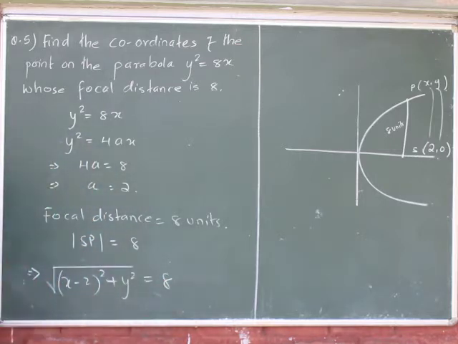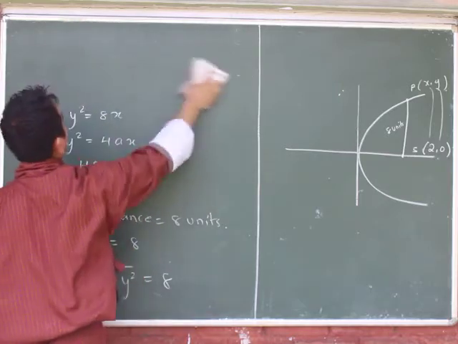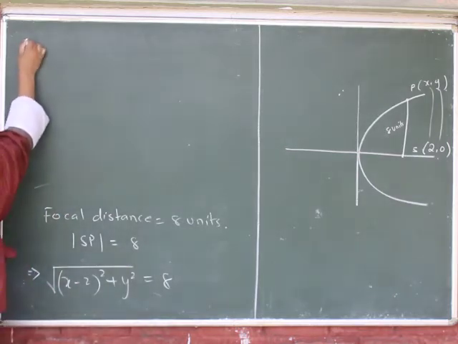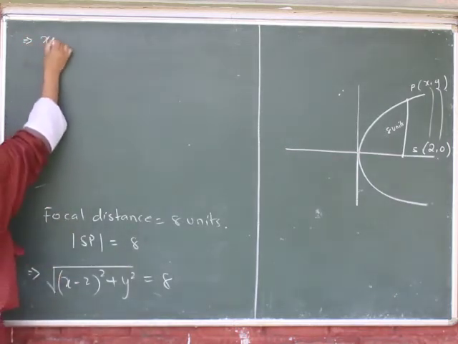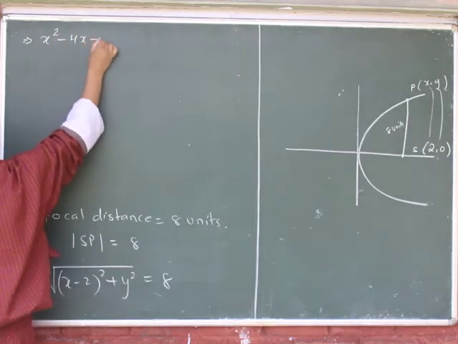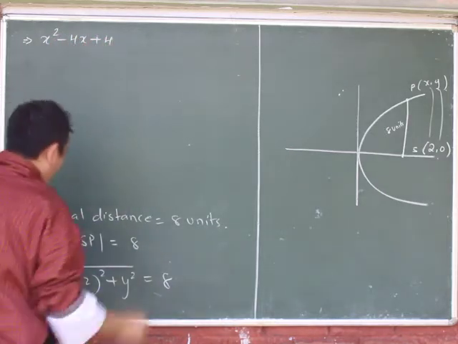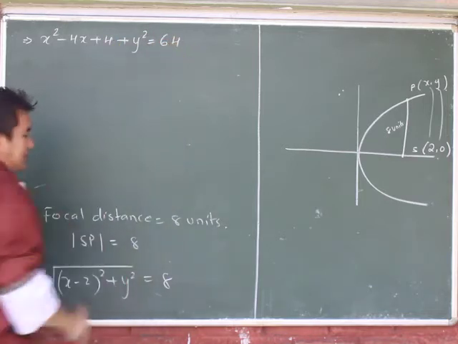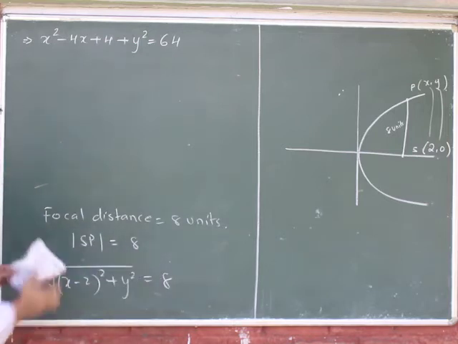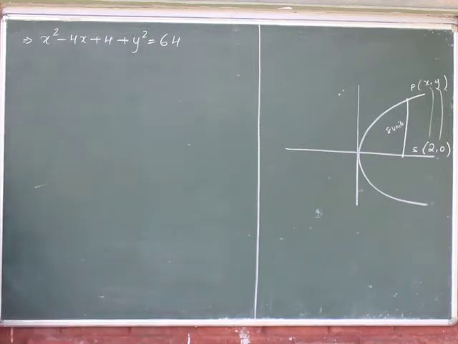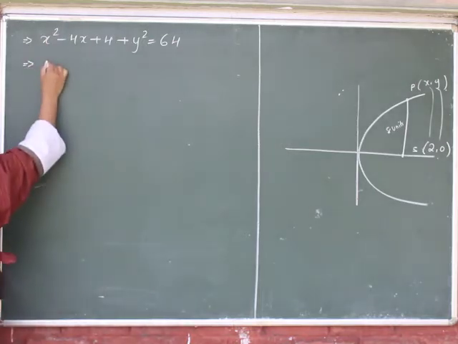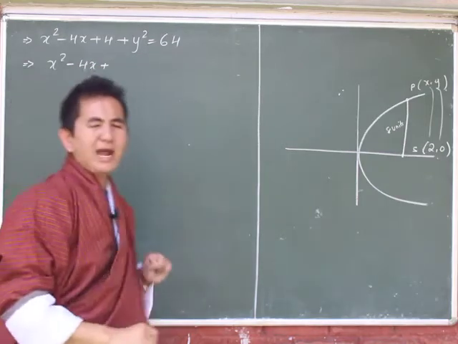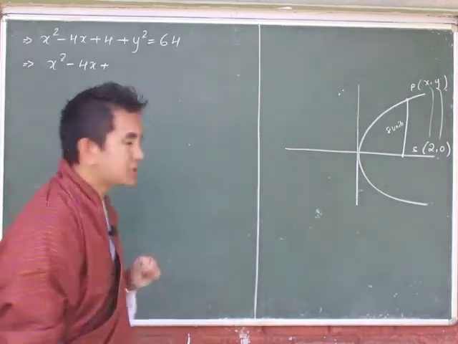After this, shall I square on both sides now? When you square on both sides and expand this, we have x square minus 4x plus 4 plus y square equal to 8 square, which is 64. Make sure you square this side as well. Then you can write this as x square minus 4x plus y square. What is y square given? Y square is given as 8x, isn't it?